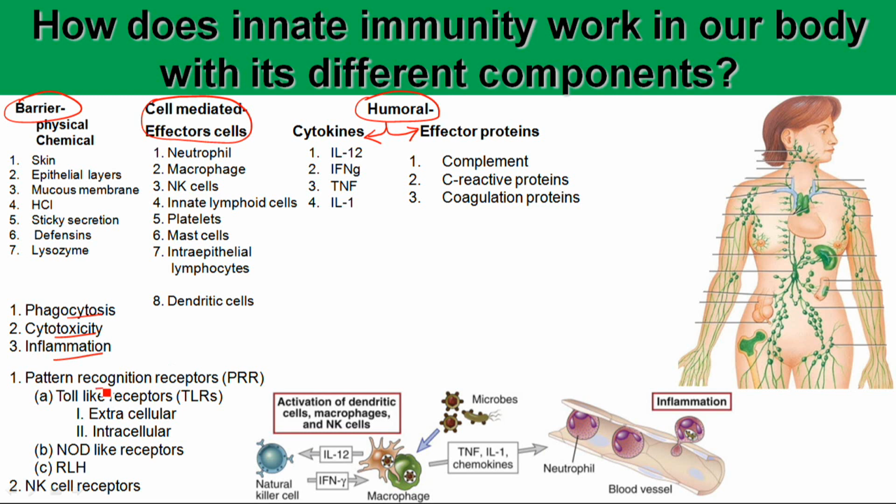And there are some receptors, like the pattern recognition receptors. They are divided into toll-like receptors, which are extracellular and intracellular, NOD-like receptors, or nucleotide-binding oligomerization domain-like receptors, and RIG-like helicases. Those are all receptors on the cell, along with the NK cell receptors. With these components, the innate immune system mounts an immune response in the first week after bacteria or virus enter our body. Next I will describe each of these components separately and try to help you understand how they actually function in our body.